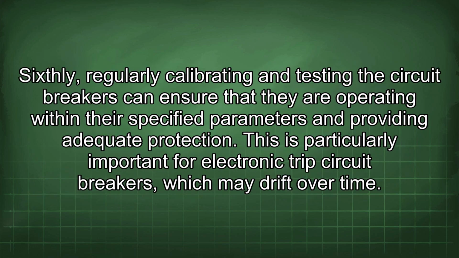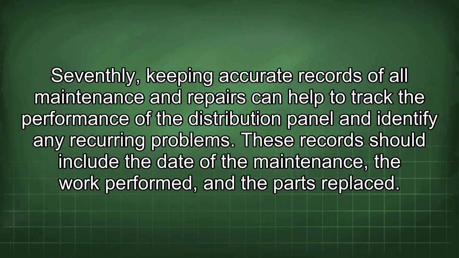Sixthly, regularly calibrating and testing the circuit breakers can ensure that they are operating within the specified parameters and providing adequate protection. This is particularly important for electronic trip circuit breakers, which may drift over time. Seventhly, keeping accurate records of all maintenance and repairs can help to track the performance of the distribution panel and identify any recurring problems. These records should include the date of the maintenance, the work performed, and the parts replaced.